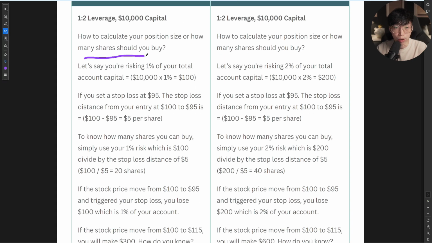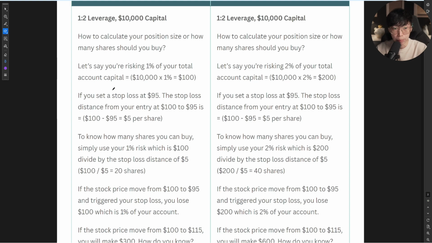So let's say you are risking 1% of your total account capital, and you want to know how much is your 1% risk, right? You use your $10,000, you times 1%, which comes out to $100. So for every single trade that you take, if you take a loss, you are only going to lose $100, which is equivalent to 1% of your account. Then whenever you take a trade, there's three things that you need to keep in mind. There's entry price, stop loss, and take profit.